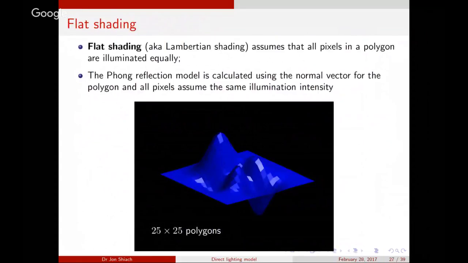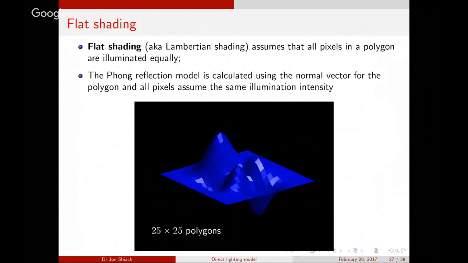Now, the first one is the simplest: flat shading. It gives you the appearance of flat polygons, which is not always the best. Basically, all pixels in a given polygon are illuminated the same. No matter where they are in the polygon, they're all illuminated the same. That's a shame, but this projection doesn't seem to be the best.